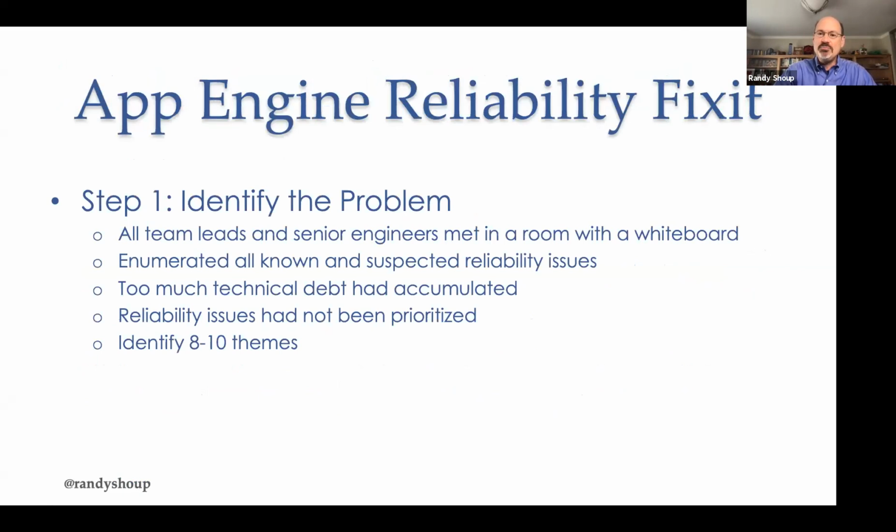So the first step that we did was we did a sort of blameless postmortem on steroids. So we got all the team leads and all the senior engineers in a big old room, when we used to meet physically in a room, and whiteboards on all 4 walls. And we spent several hours just everybody brainstorming about reliability issues that we knew about, reliability issues that we suspected, ones we'd had, near misses, all that stuff, and just peppered the whiteboards all over this room with ideas. And the big theme was that we'd accumulated quite a lot of technical debt, and we hadn't been prioritizing these reliability issues. At the end of that meeting, we found that we could bucket a bunch of those things into like 8 or 10 individual themes.